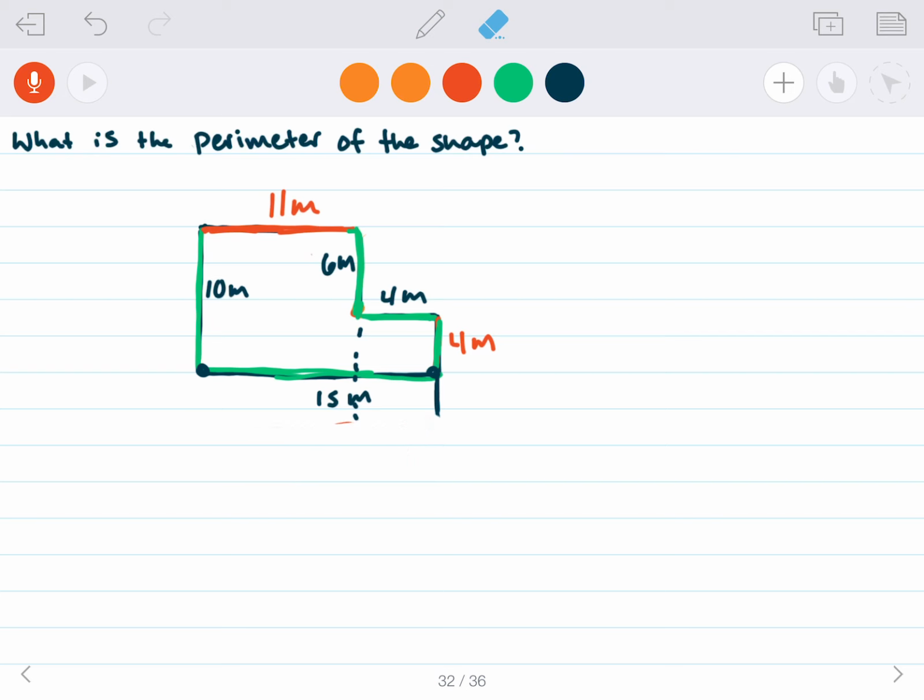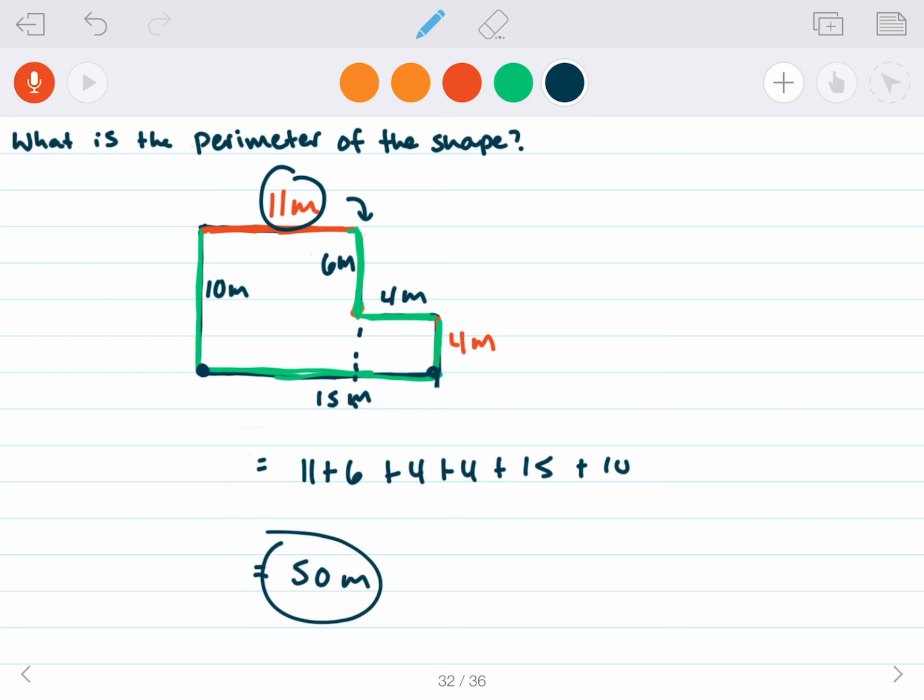Let's go ahead and do it. So add up all the sides. I'm going to start here and go this way. So then I have 8 meters, and maybe I'll just do the numbers here to keep it simple. So I have 11 plus 6 plus 4 plus 4 plus 15 plus 10, and that is going to give us a grand total of 50. 50 meters. That is our perimeter of this shape right here.